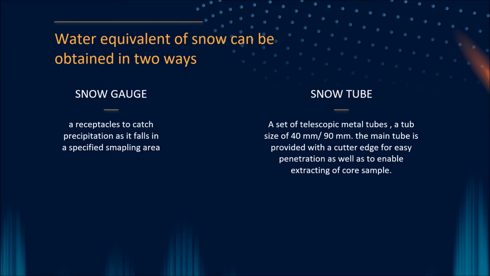The water equivalent of snow can be obtained in two ways, using a snow gauge and a snow tube. In a snow gauge, a receptacle catches precipitation as it falls in a specified sampling area. A snow tube is a set of telescopic metal tubes, with a tube size of 40 mm or 90 mm. The main tube is provided with a cutter edge for easy penetration, as well as to enable extracting of a core sample.